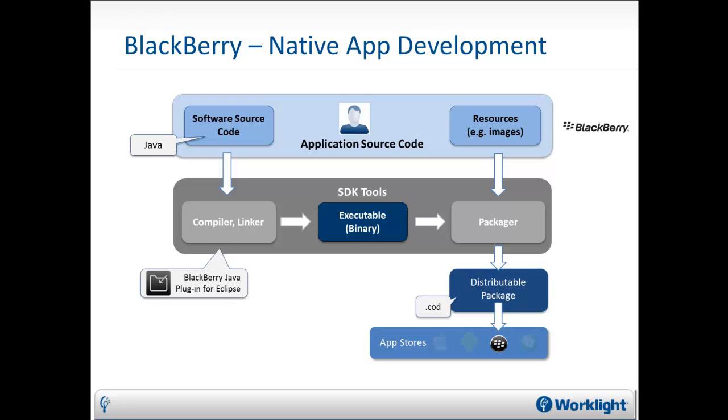We start with Java source files. The SDK is called BlackBerry Java plugin for Eclipse. We use the SDK tools to create a binary and package it with the resources, get a .cod file, and optionally submit to BlackBerry App World or use over-the-air installation to download to the device.